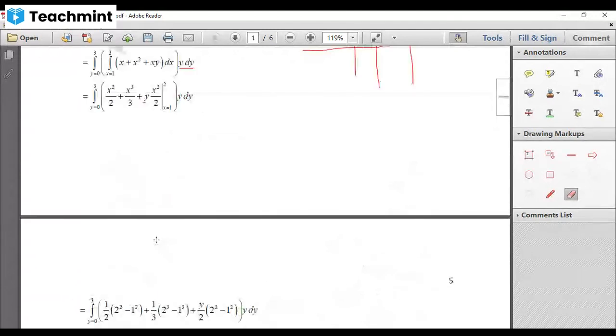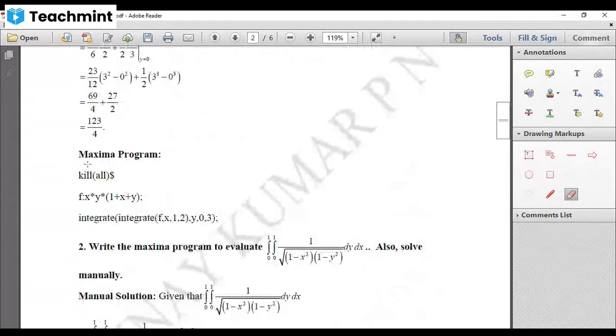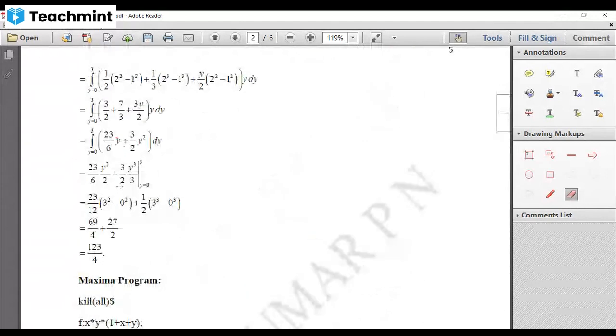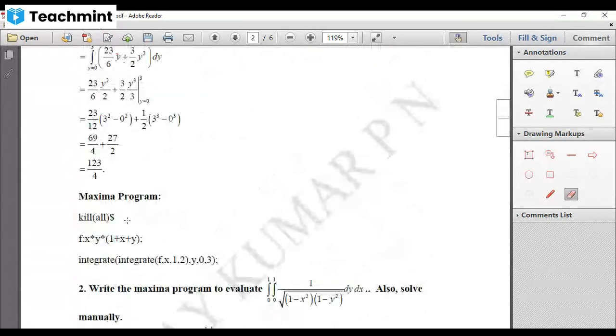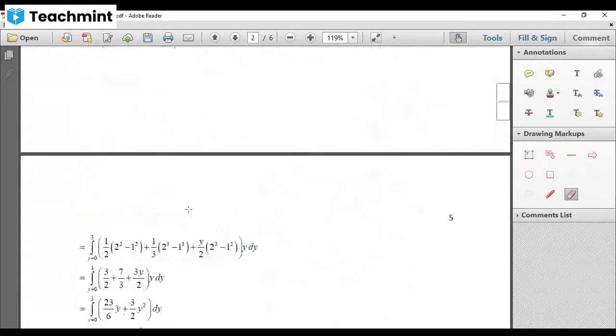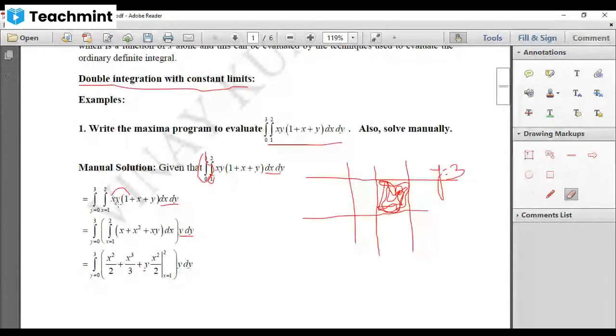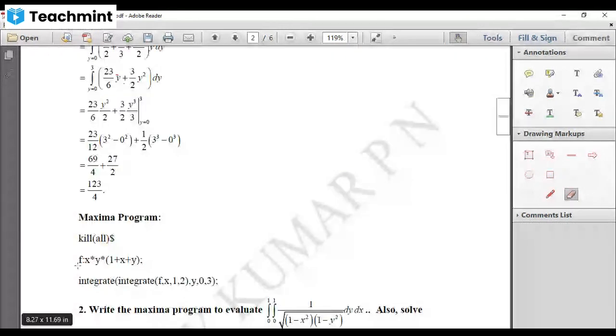Now, let us write the program for this in Maxima, very simple. You have to write the command as usual. Then you have to write the given function as f. So this is your given function, x into y into 1 plus x plus y. You have to write that one as f. So how are you going to write that one? x into y into 1 plus x plus y. I want to display this, so put a semicolon.